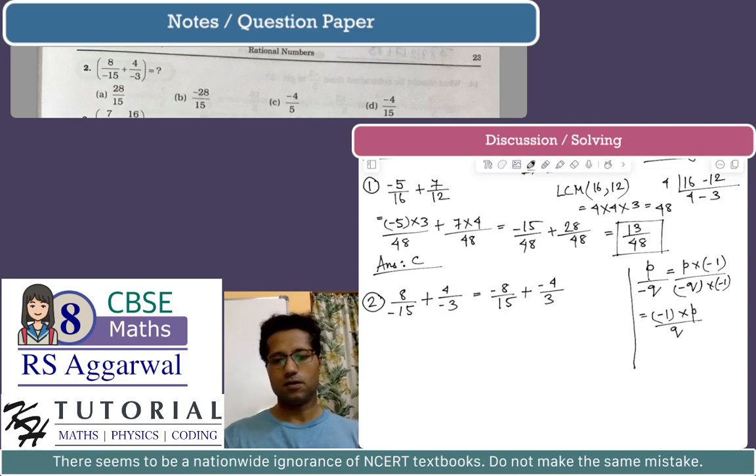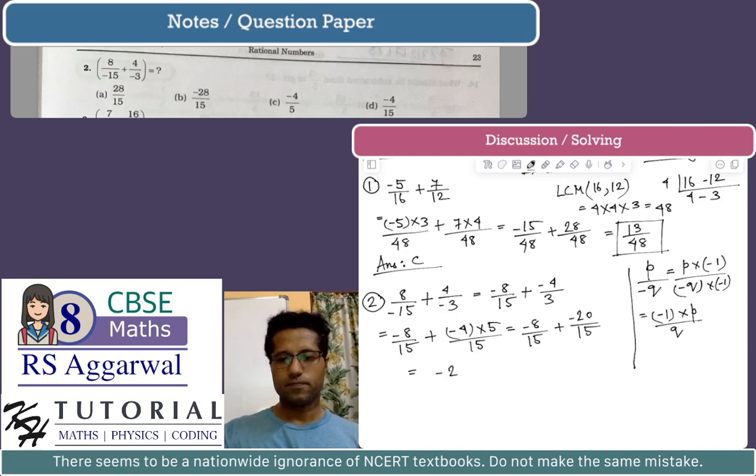Okay, so now I have minus 8 by 15 plus minus 4 by 3. So I can see the denominators are different. I have to find the LCM. I can clearly see that the LCM is 15. So this will be minus 8 by 15 plus minus 4 into 5 by 15. So this is minus 8 by 15 plus minus 20 by 15.